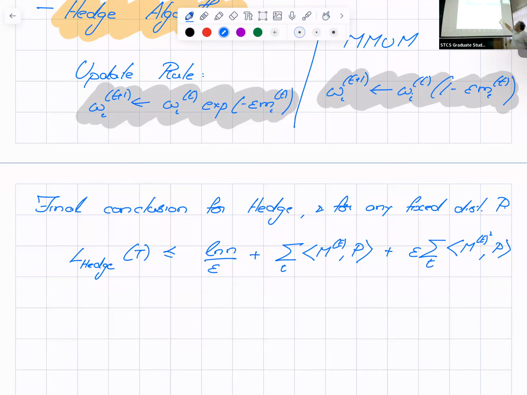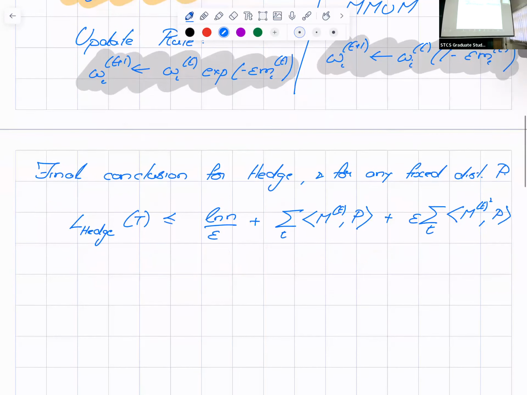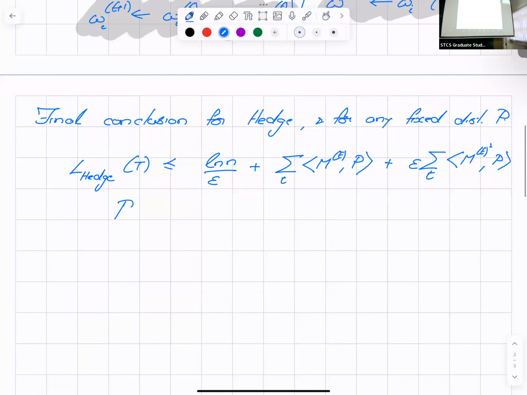So instead of an absolute value, you get a square. That is, this is the vector in which you replace every quantity by the square of the quantity and then take the dot product. And the proof of this is identical.